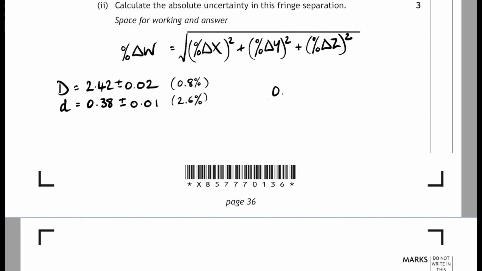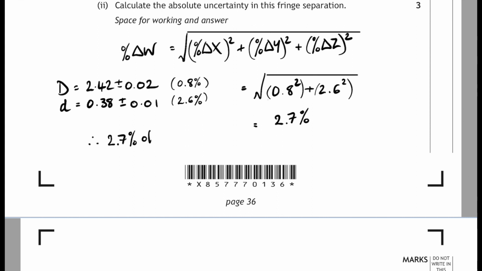But let's do it the long way by combining these two percentage uncertainties. So it'll be 0.8 squared plus 2.6 squared. We want the square root of all of that. And if you do that on your calculator correctly, you'll get a percentage uncertainty of 2.7%. And 2.7% of our calculated value of delta x, which was 4.0 times 10 to the minus 3 meters, gives us an answer of 0.11 times 10 to the minus 3 meters, or 1.1 times 10 to the minus 4 meters.